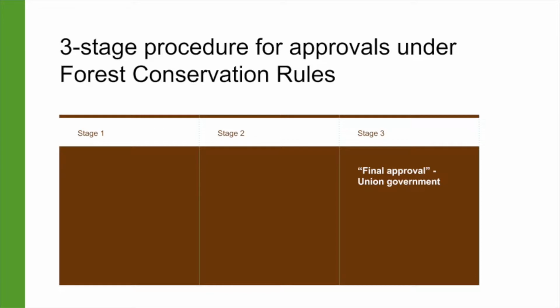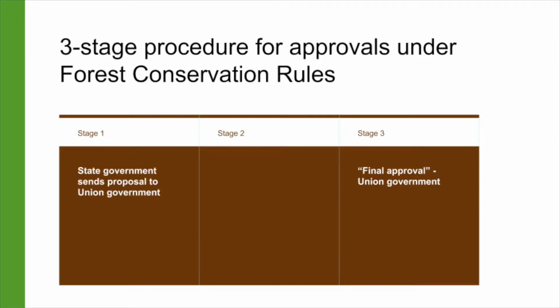Proposals for diversion of forest land for non-forest purposes reach the central government's Ministry of Environment, Forest and Climate Change from various states and union territories. These are examined and either approved or rejected. The procedure can thus be divided into three broad stages. You can read about the details of each stage in the reading materials for this module, but we can go over the main features now.